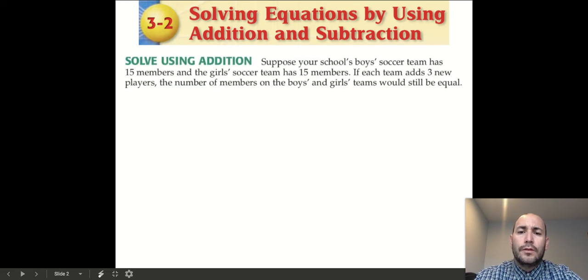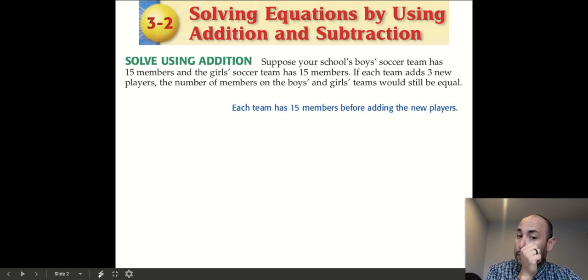So solving using addition. It says, suppose your school's boys soccer team has 15 members and the girls soccer team has 15 members. If each team adds 3 new players, the number of members on the boys team and the girls team would still be equal. And so what this is going to lead us into is the idea of equality, which is what an equation is, right? So if both teams had 15 members, we could represent it with this equation where we have 15 members for one team, 15 members for the other team, right? And both teams would have equal numbers of players. And that's kind of the basis of what an equation is, right? When two things have the same value.